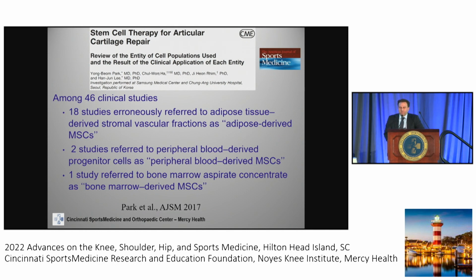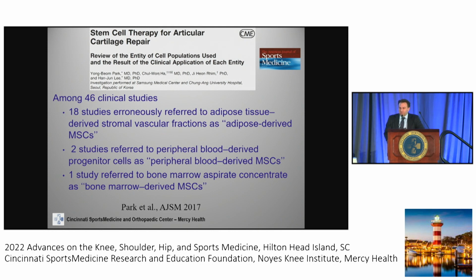This is from Korea, and they actually looked at 46 studies that claim to utilize stem cell products. And what they found was that the vast majority of these studies actually falsely identified the products. 18 studies referred to an adipose tissue vascular fraction as mesenchymal stem cells when they really weren't.